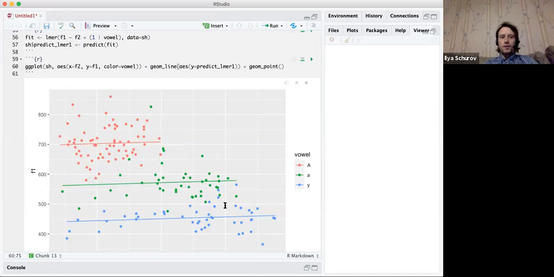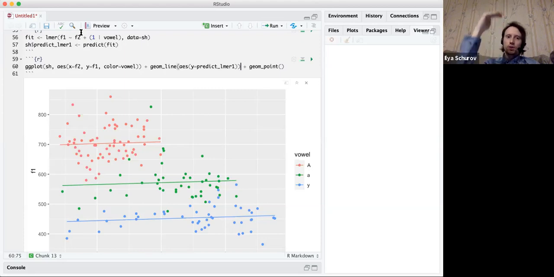So we see these three straight lines that correspond to our three lines in our predictions. Note that these lines are parallel to each other. This is because we have the same slope. We have the same coefficient for F2. So these lines are different only in the value of this random effect. That's why this model is called random intercept model. So we say that for different groups, we have different intercepts, and we assume that this intercept is random.